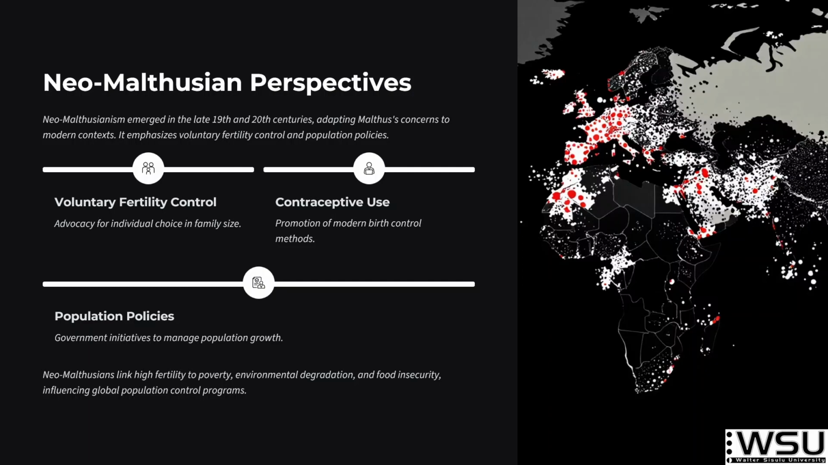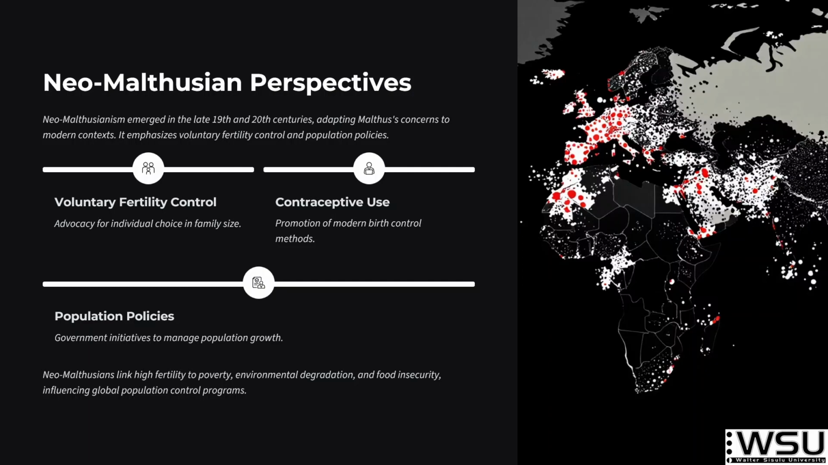So the Neo-Malthusians emerged in the 19th and 20th century. They adopted the concerns that Malthus had, looked at them in a modern context, and started thinking that people should have voluntary fertility control, and that there must be population policies. So men and women should start controlling their fertility, but at the same time there must be population policies that are going to control the whole issue of population growth.